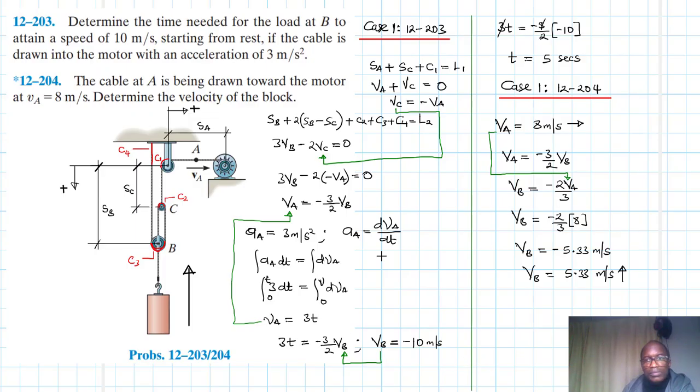Let's outline the solutions. So we have t equal to 5 seconds, and then we have the velocity for the block B equal to 5.33 meters per second.